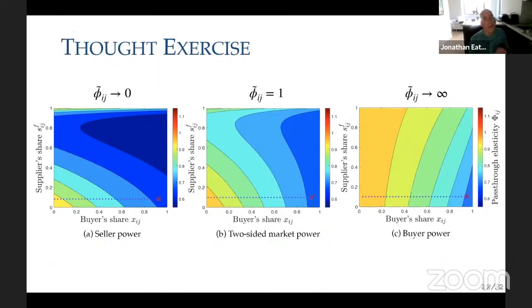Similarly, suppose we were interested in a sector where the configuration of market power and market shares were very different, where, for instance, the market share of the buyer is very large, but the market share of the seller is very small. Then our framework predicts an incomplete pass-through regardless of whether the bargaining power is concentrated among the importers or exporters.